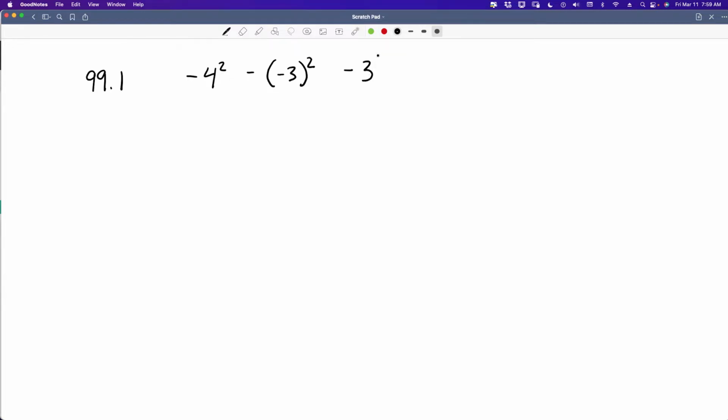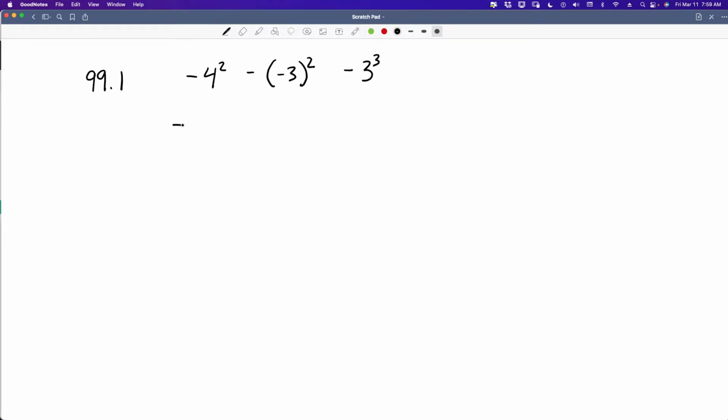minus 3 cubed. Now, one of the things that I want you to notice is that here we're using parentheses and we are including a negative 3 within the power. When you see it written like this, that means that the exponent applies to everything within the parentheses. Whatever the exponent is touching, that is what it is applied to. So let's start at the beginning. We have negative 4 and 2.